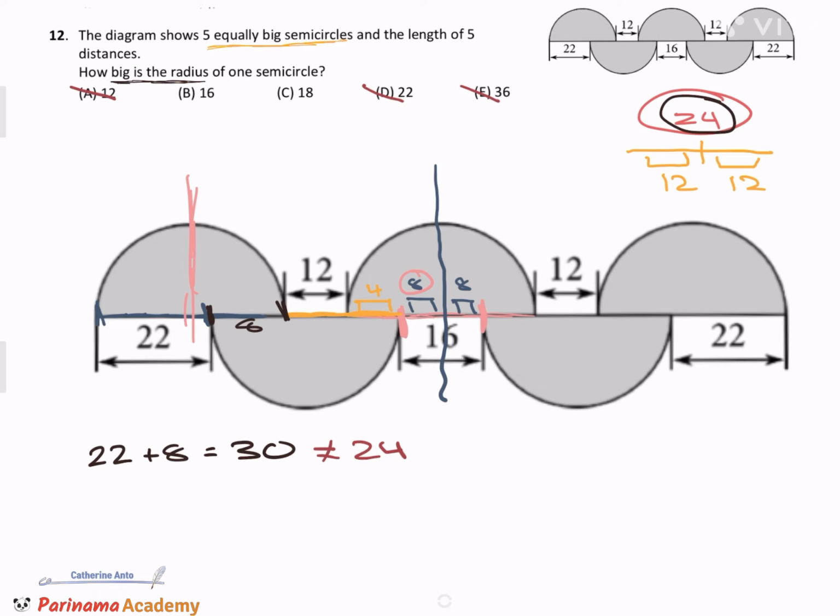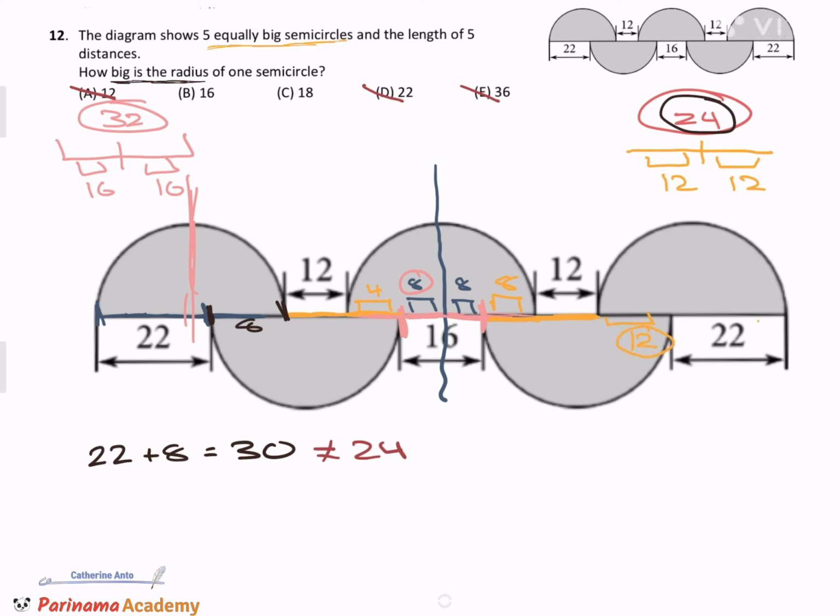So, if the radius is 16, that means that the diameter is twice the radius. So the diameter is 32. So looking at our middle circle, if the diameter is 16, 16 minus 8 means this would be 8. So let's see, we have 8 plus 12, 20. So 32 minus 20 would be equal to 12.